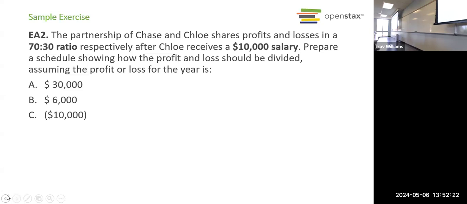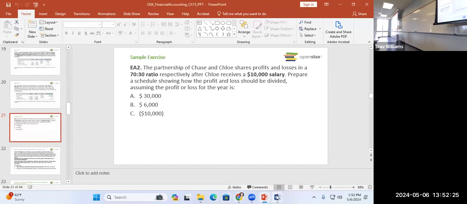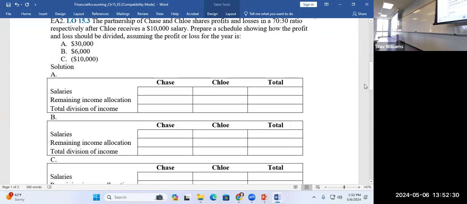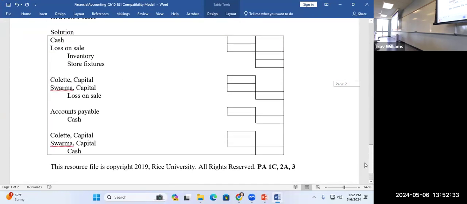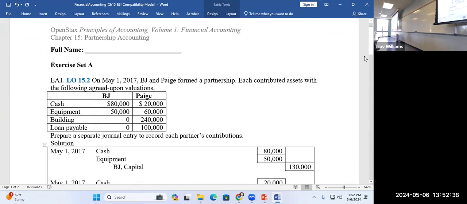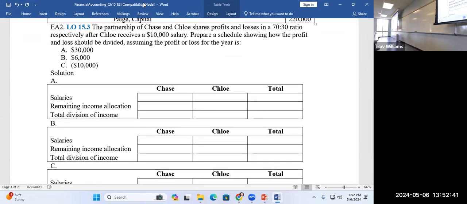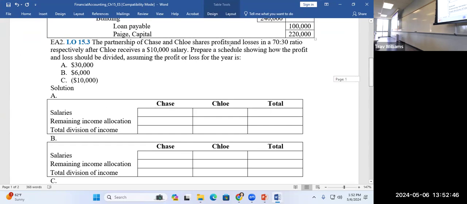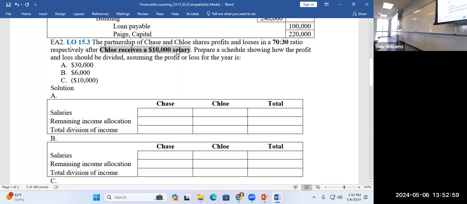And here we have Chase and Chloe. By the way, there are only 4 exercises. Like I told you, it's kind of a light chapter. Okay, so exercise number 2, Chase and Chloe. They share profits and losses 70-30. So Chase gets 70%, Chloe gets 30%. Chloe gets a $10,000 salary. Chase does not get a salary.